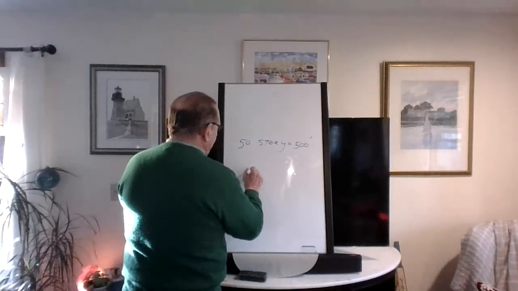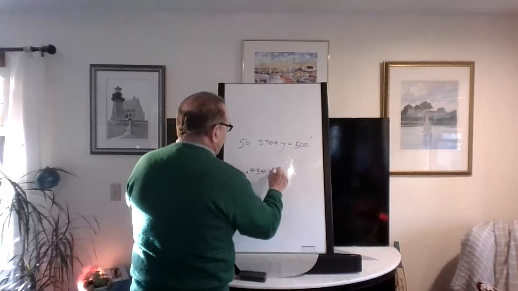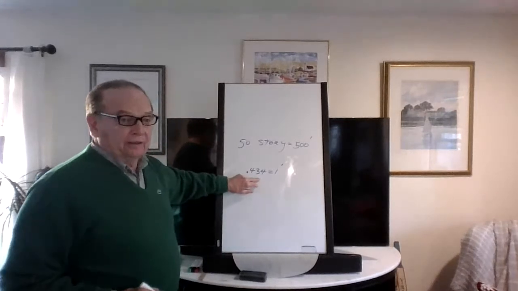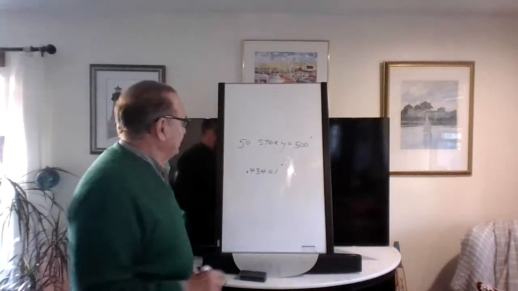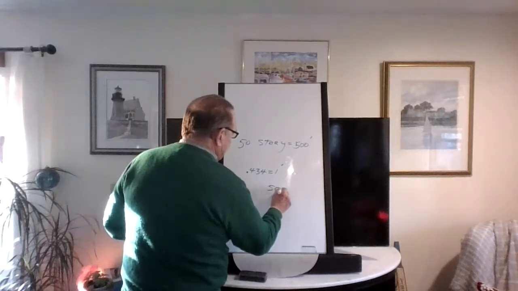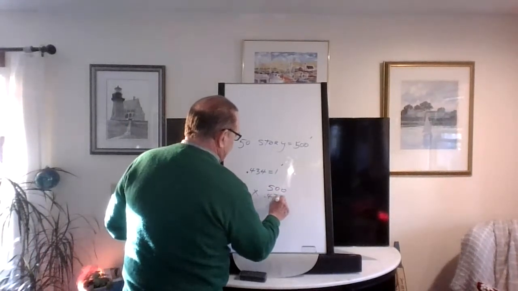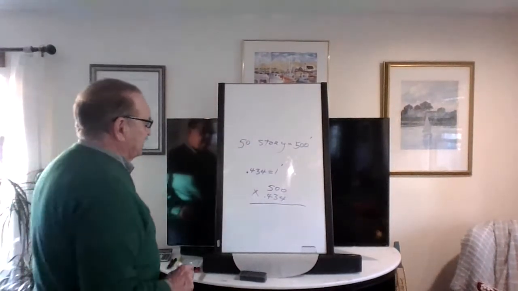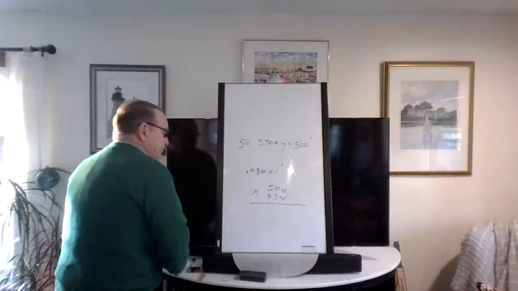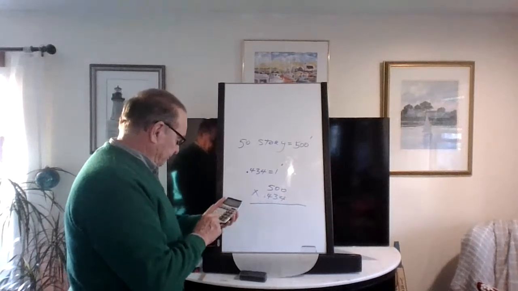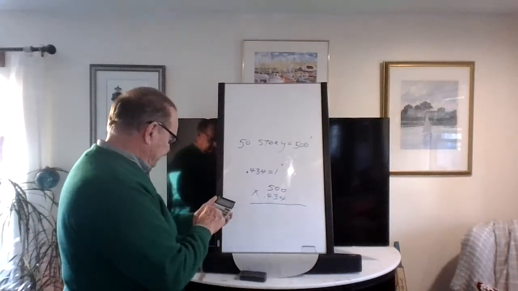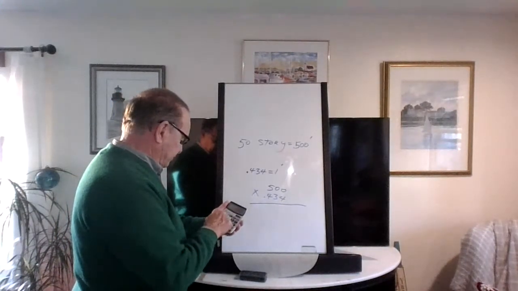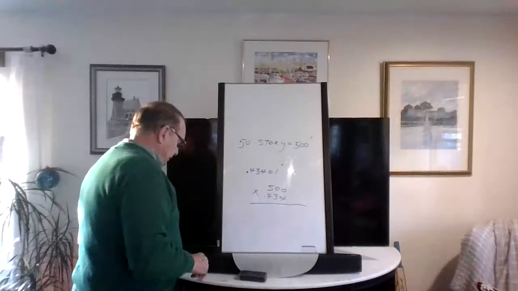Remember that 0.434 psi goes with 1 foot, right? Now we got 500 feet. So what we have is 500 times 0.434. Okay? And I think that's going to be 217, but let's check. So if we have 500 times 0.434 equals 217. All right, that's right.